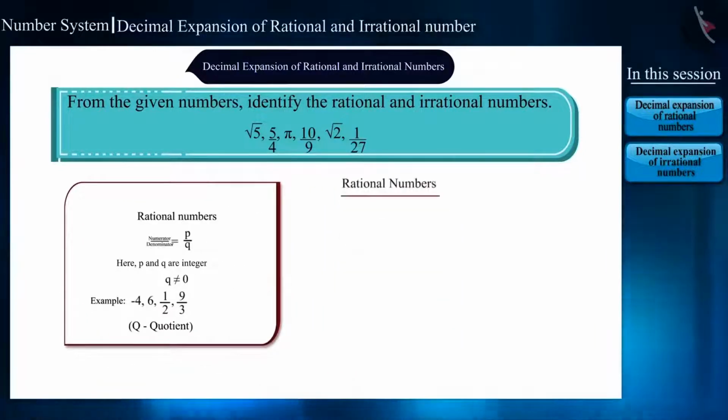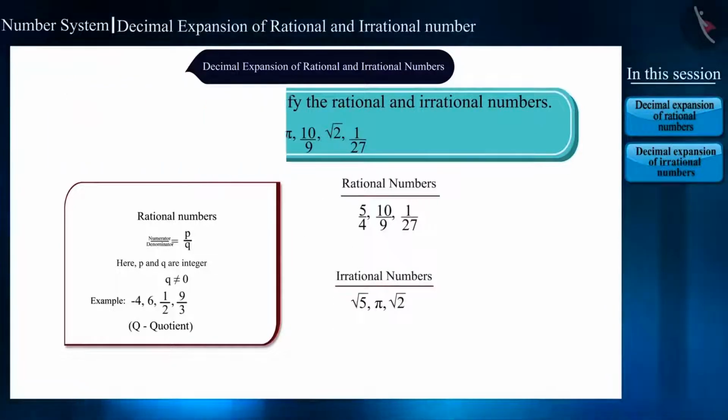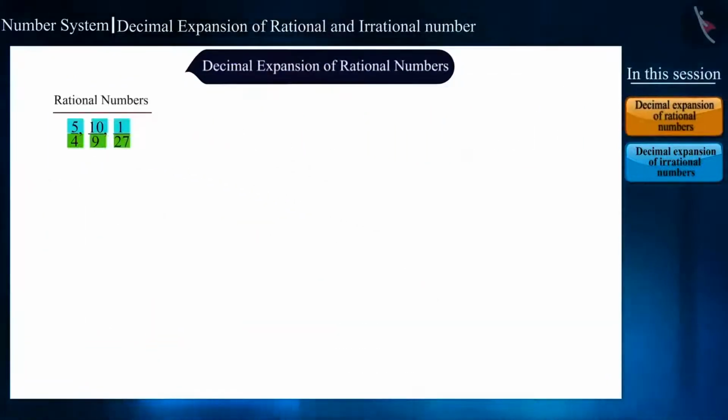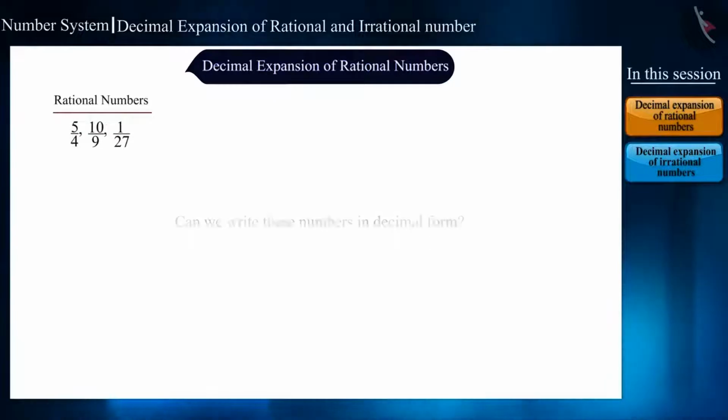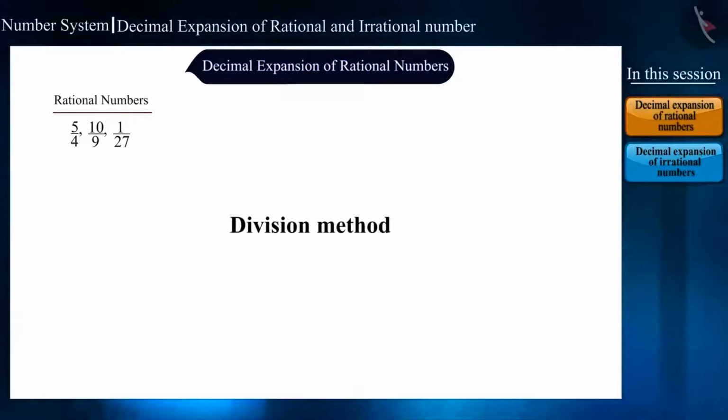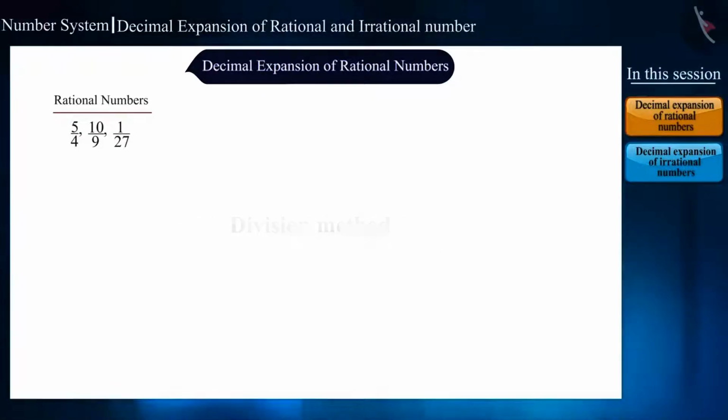So these are rational numbers and these are irrational numbers. All given rational numbers are in the form of fractions. Can we write them in decimal form? Yes. For that, we will have to solve them by the division method.